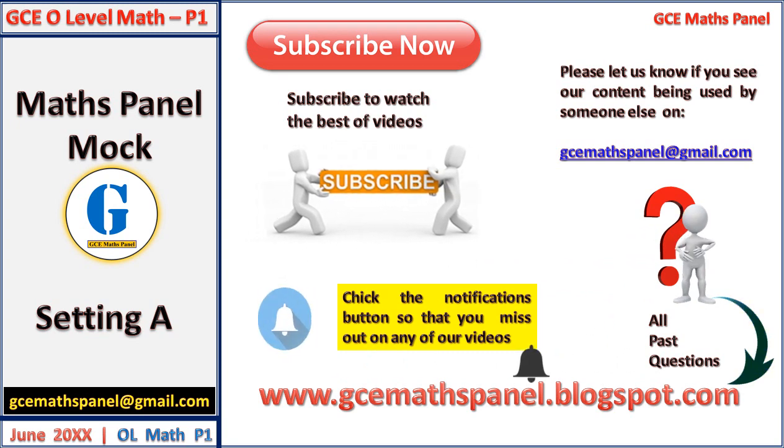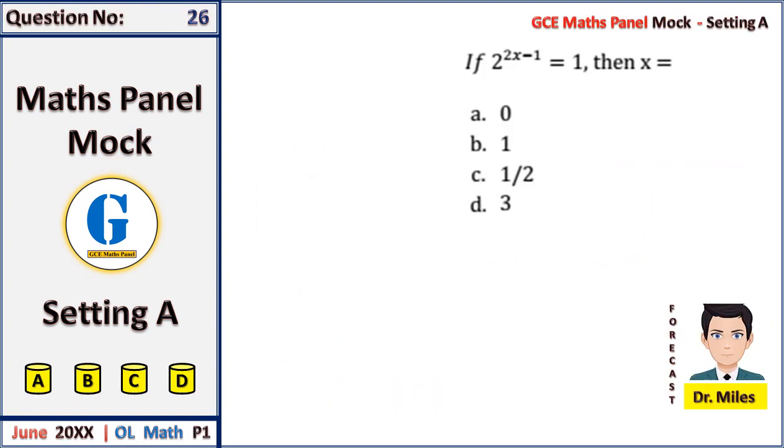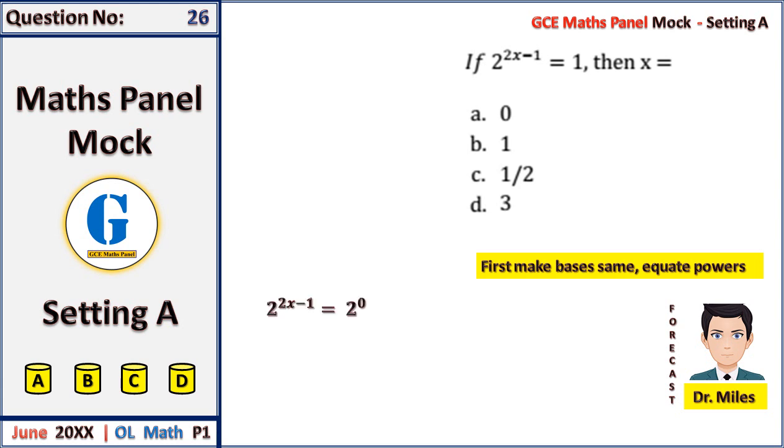We continue the next question. Question 26. If 2 to the power 2x minus 1 equals 1, then x equals. First make the bases the same and equate the powers. So we have 2 to the power 2x minus 1 equals 2 to the power 0. Now equating the powers, since the bases are the same, we have 2x minus 1 equals 0, and when you solve, we have x equals a half.